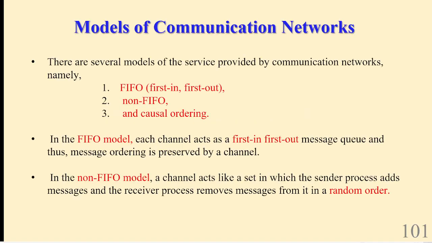Let's get started. Models of communication. So there are different models of communication network, like FIFO, non-FIFO, and causal ordering. So what is FIFO? First in, first out. From the word itself, it is understood. There will be a message queue, and the priority will go to the first one which goes inside the queue. FIFO is something like a queue, right? So the message ordering is preserved by the channel in the FIFO method.